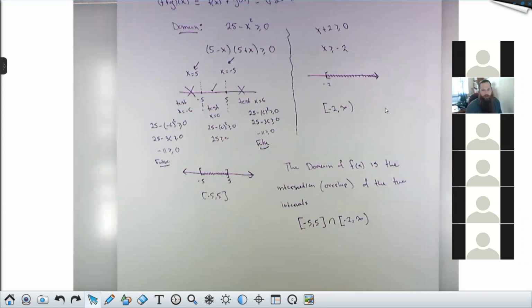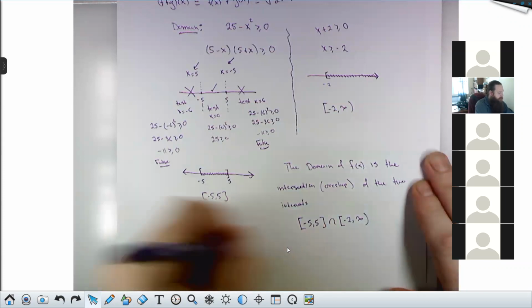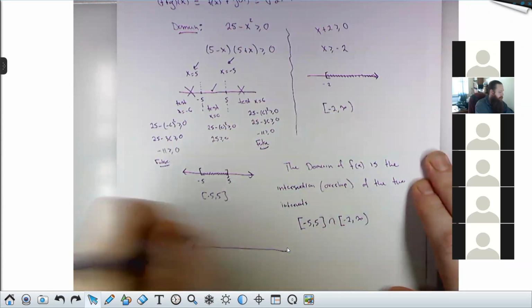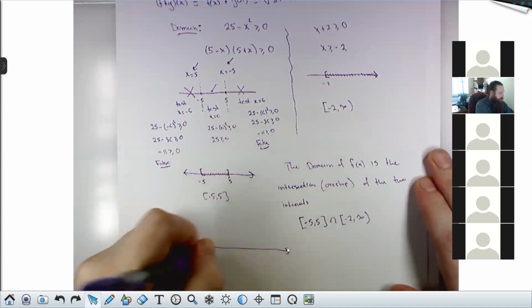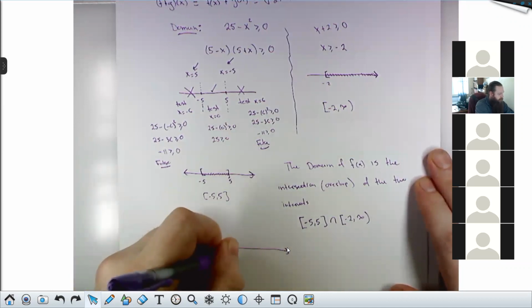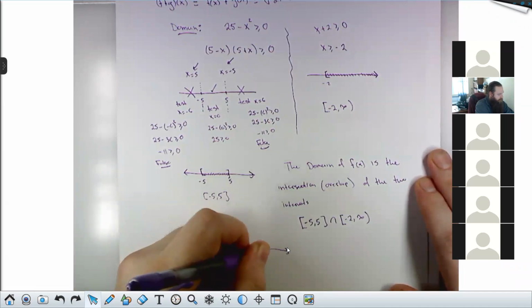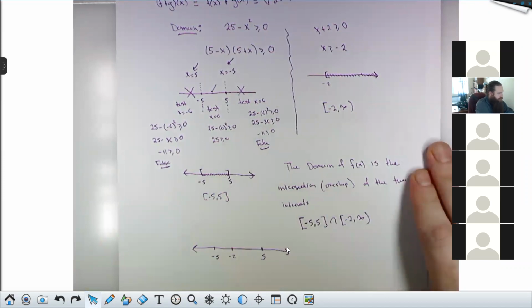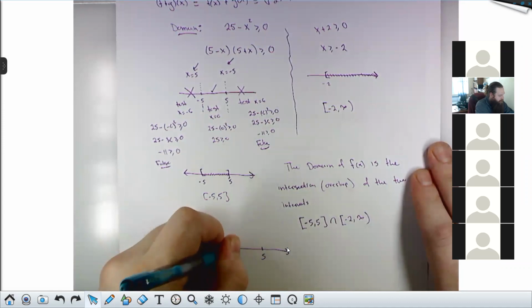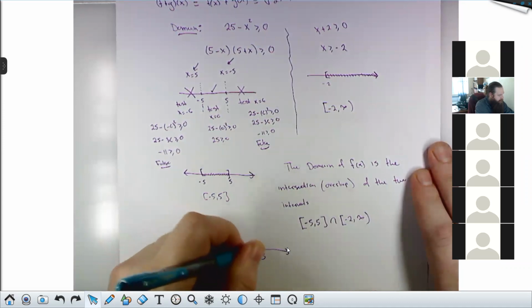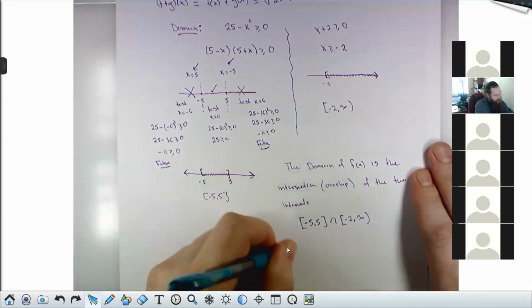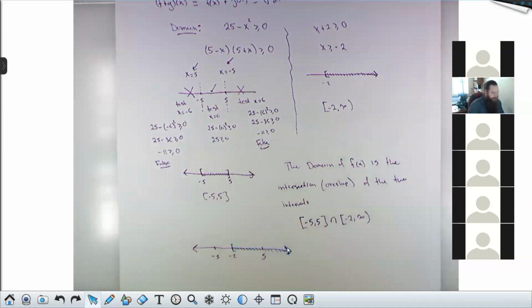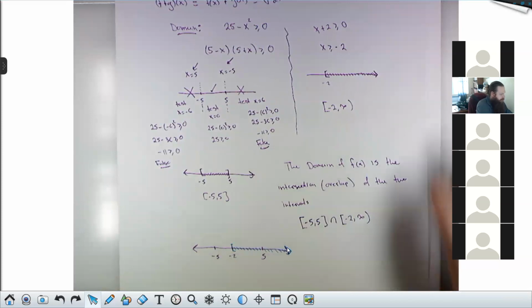But the easy way to figure out what this actually is, because nobody wants to write their answer like this, intersections are kind of ugly to put in your interval notation, is to put them both on the same number line. So I'm going to shade one of these, the -2 to infinity, I'll shade in teal here. And the -5 to 5, I will shade in black.